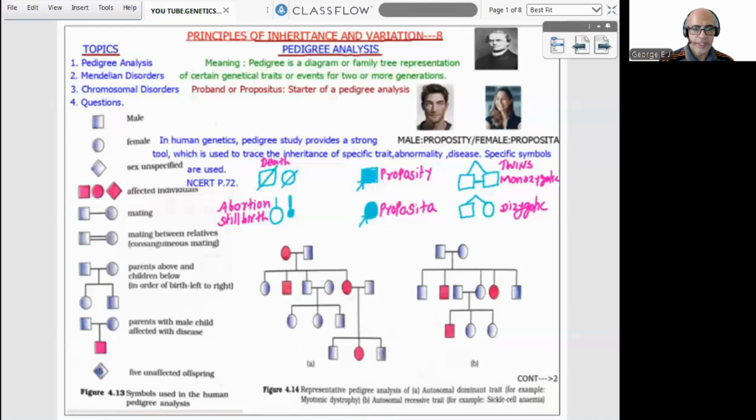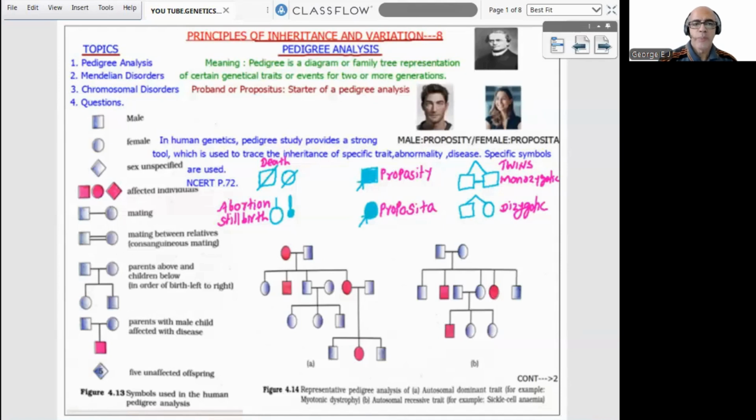In this episode, we'll be discussing the last part of the principles of inheritance and variation, the 8th one. So we can proceed to the respective episode. I will share the screen, it will be convenient for you. I think the screen came. So we can proceed.